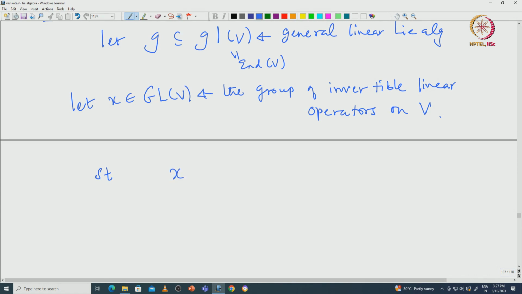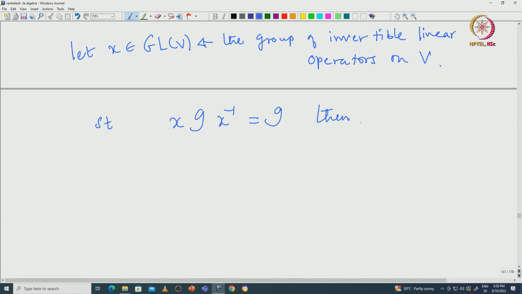When you take conjugation with this x, that is, given x g x inverse, if it is equal to g, then we will be able to define the following automorphism on g. Call that phi x, which is a map from g to g given by conjugation. So, z goes to x z x inverse. So, this is clearly an invertible linear map from g to g.